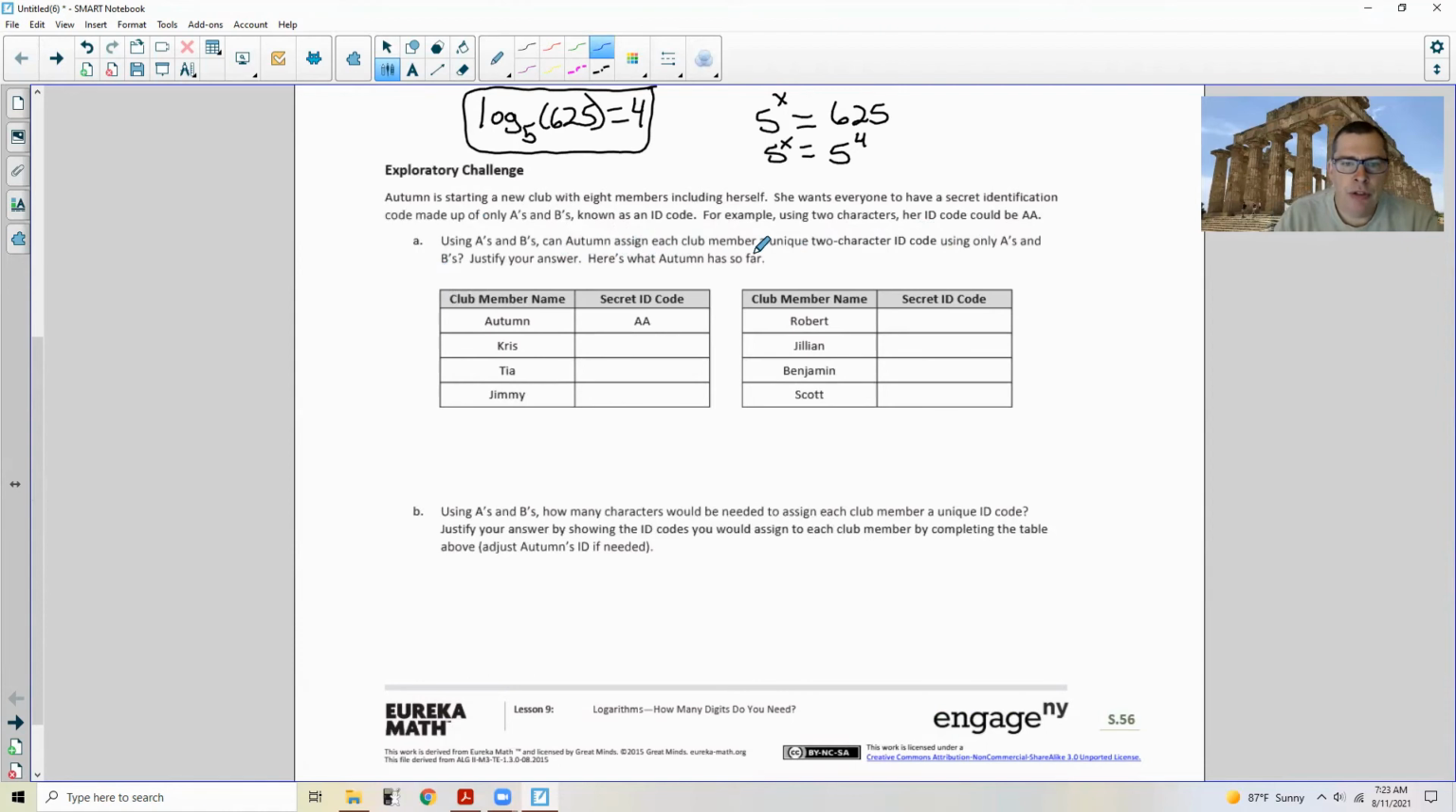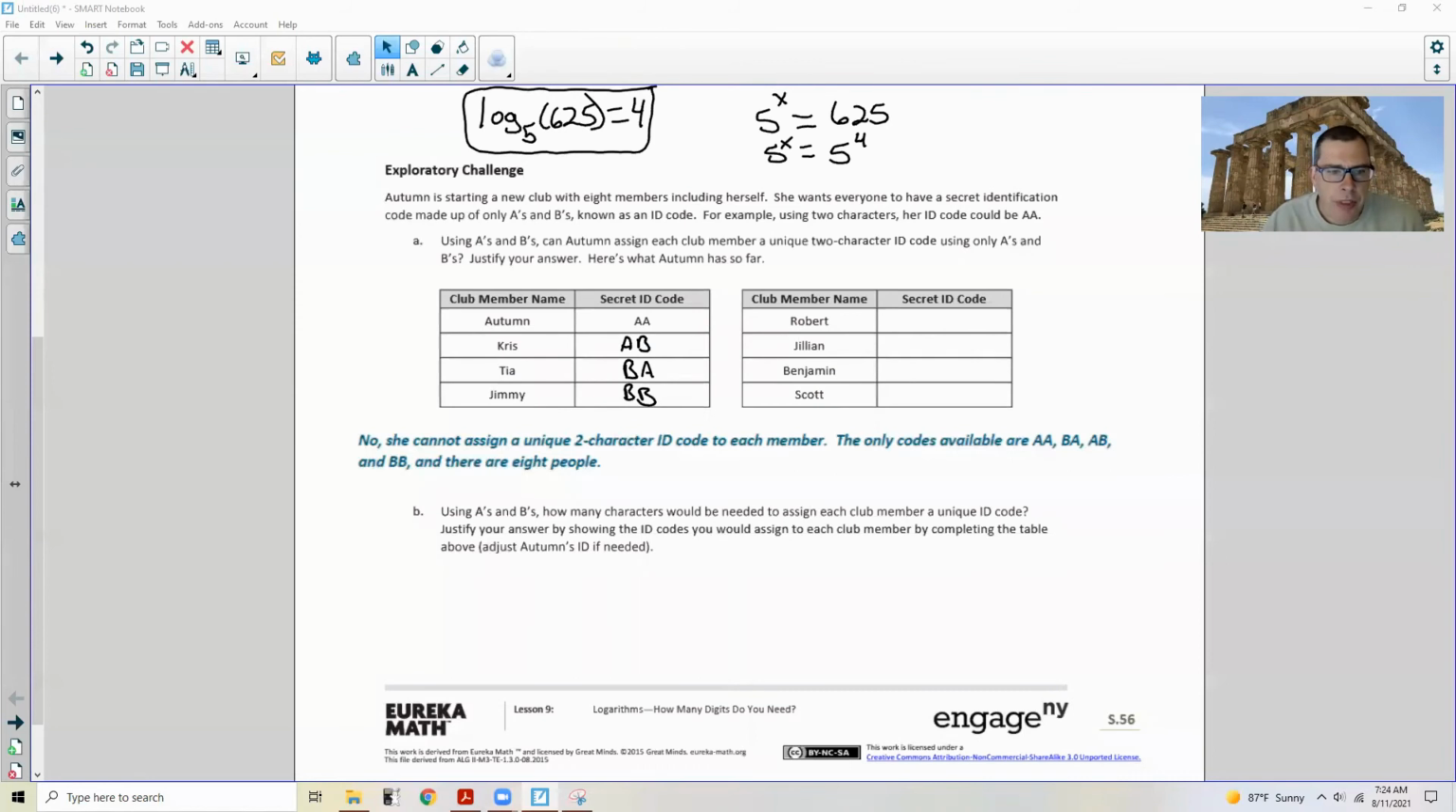Here's what Autumn has so far. So if she has 2 A's, she could give Chris A, B. She could give Tia B, A. And she could give Jimmy B, B. Okay? And that's it. We're done. There's no other way to arrange 2 digits other than these 4. Okay, so obviously 2 digits is not enough for 8 people. So the answer is no, she cannot.